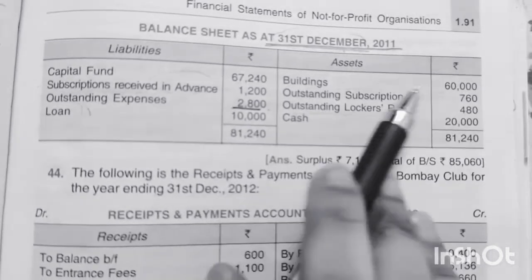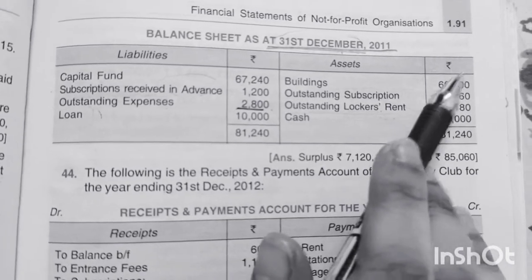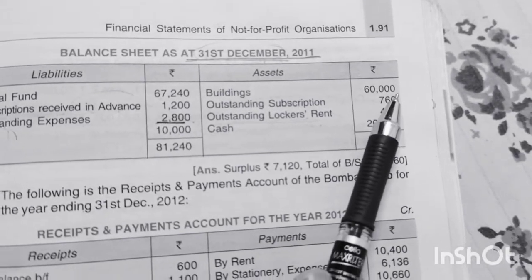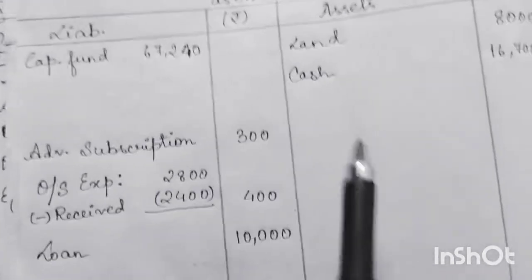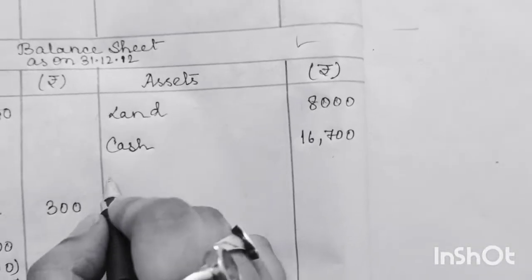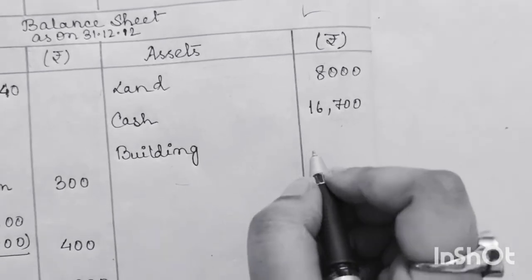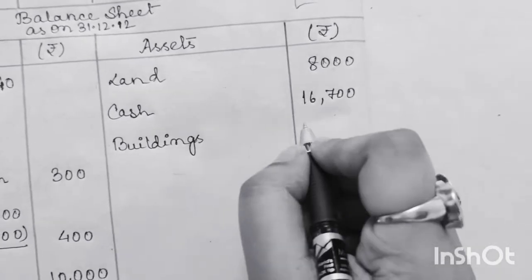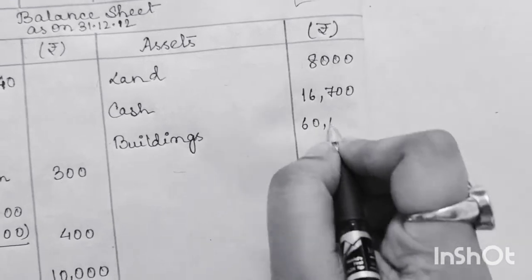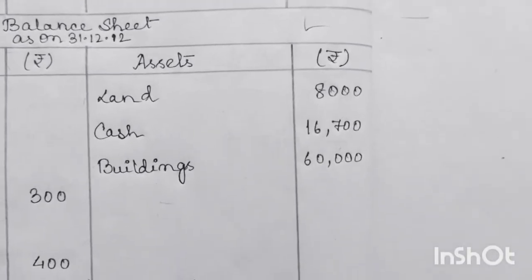Now in assets, in the beginning of the year building was 60,000. During the year we didn't purchase any building, so this opening balance will be carried forward in the closing balance sheet also. So in the asset side we have to record building, same amount since no new building was purchased, and regarding depreciation also nothing is mentioned, so directly buildings 60,000.